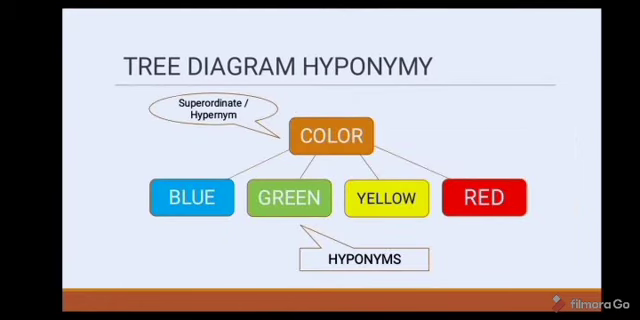You can see another diagram. For example, color has blue, green, yellow, and red. Color refers to the superordinate or hypernym, and blue, green, yellow, red refer to hyponyms.